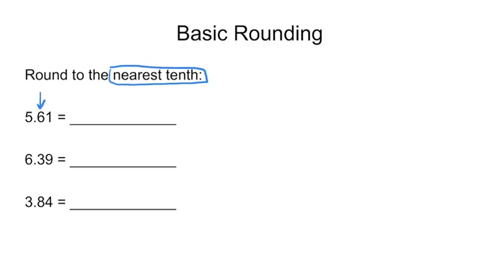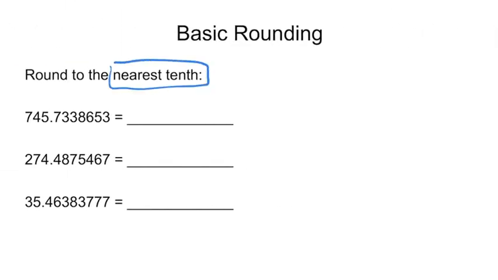The tenth value is immediately after the decimal, and in order to round that, I want to look at the value following. So in this case, I would round to 5.6. And again, rounding to the nearest tenth, I would look at this value here. It's a 9, so I'm going to go up. So this would be 6.4. And I'm going to look at this 4 here, so that would be 3.8.